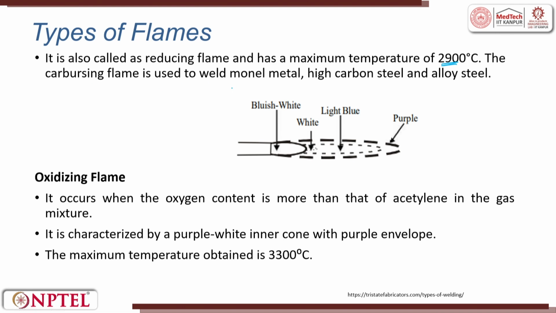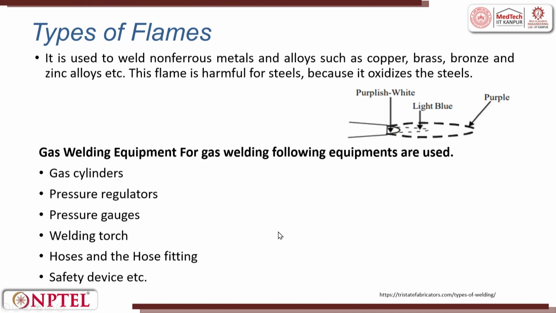The carburizing flame is used to weld molten metal, and it is also used for high carbon steel and alloy. So, here the carbon should not get diffused. Once the carbon gets diffused, it forms a highly brittle material. Oxidizing flame occurs when the oxygen concentration is more than the acetylene. It is characterized by a purple white inner core with a purple envelope. The maximum temperature is 3000 degrees Celsius.